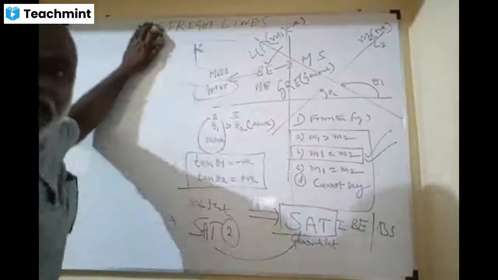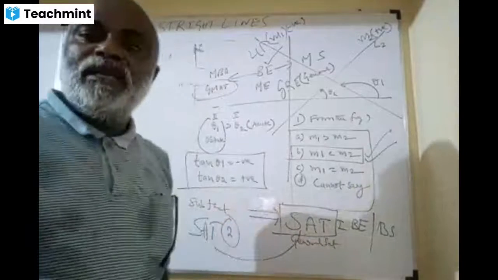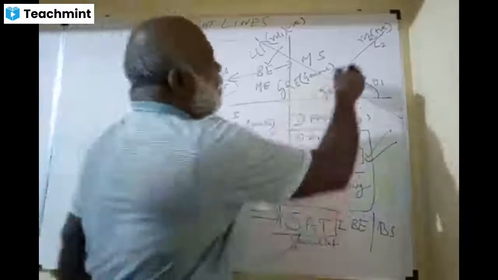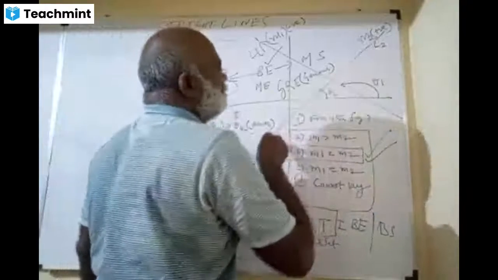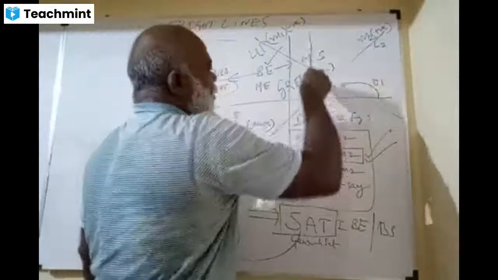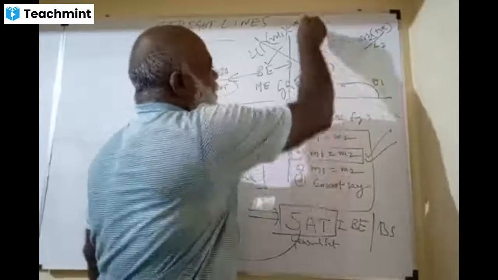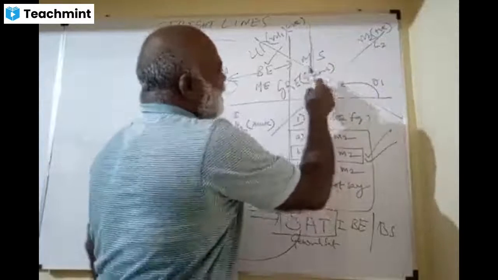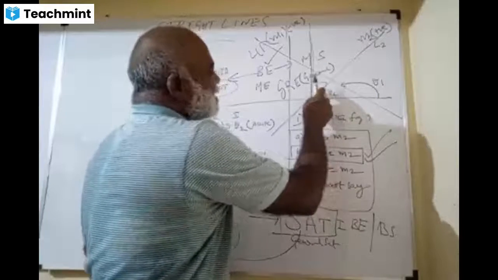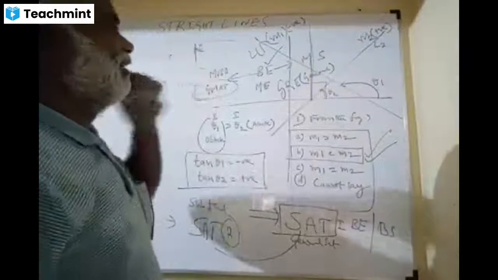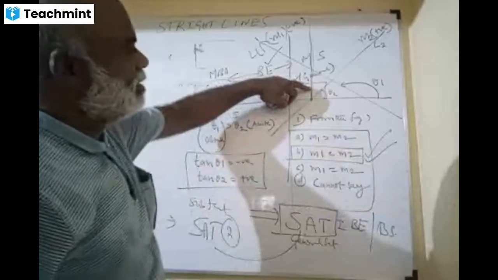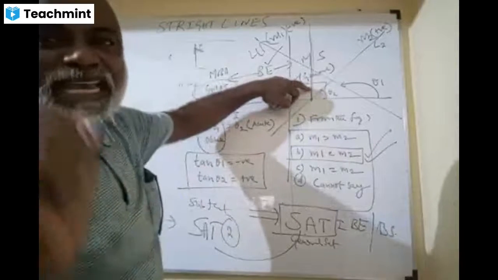Is the acute and obtuse clear? How do you know this is an acute angle? Draw a perpendicular here, at the point on the line. This is 90, correct? Is it less than 90 or more than 90? Less than 90, sir. Theta 2 is less than 90.